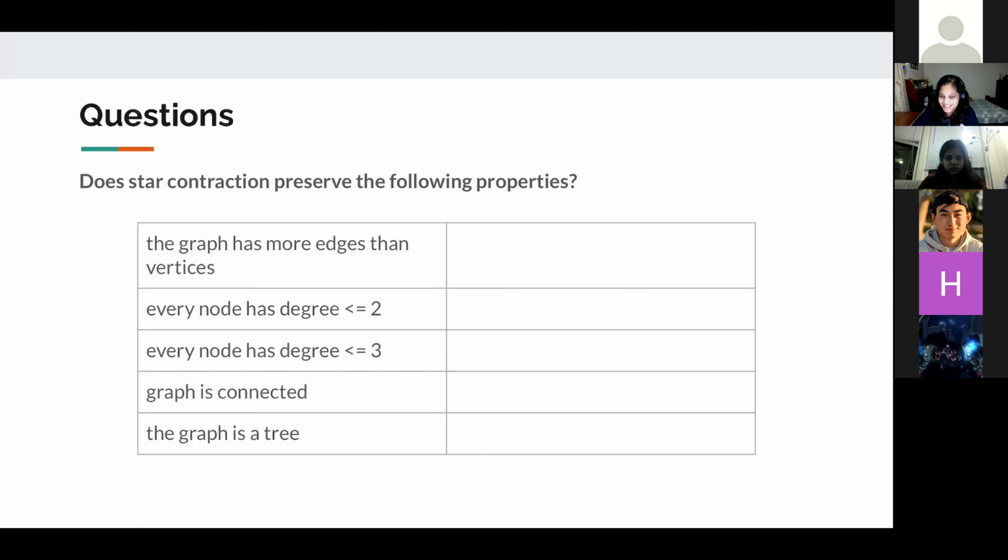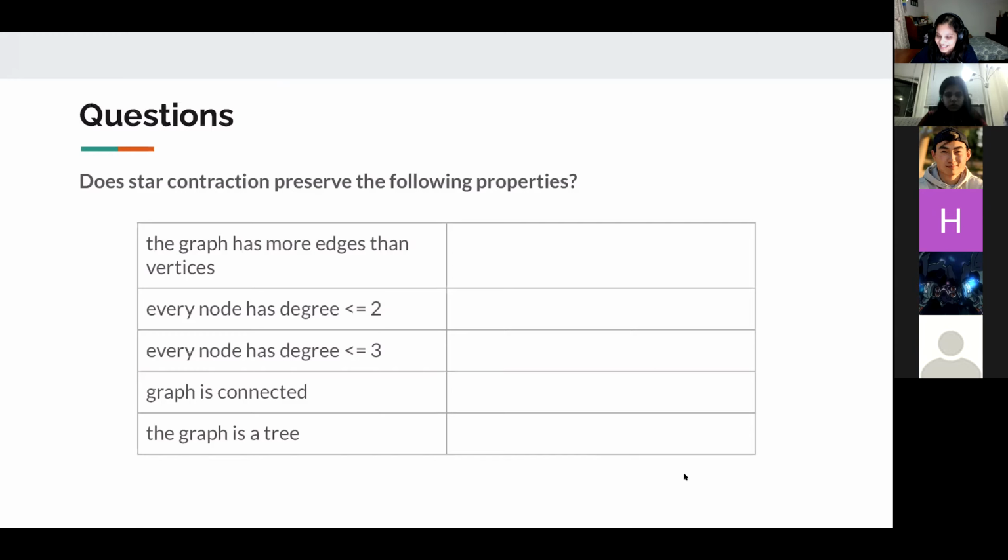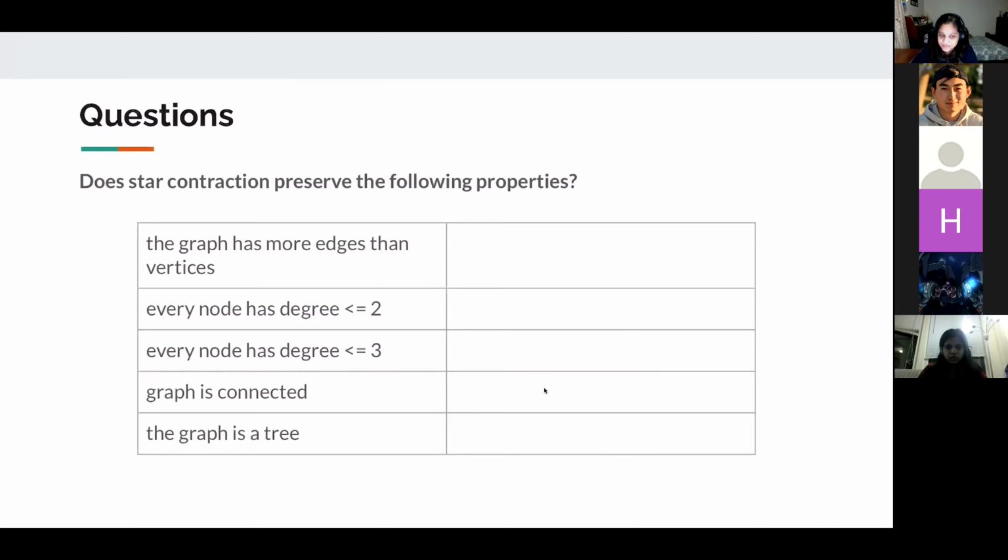Oh, yes, someone has their hand raised. For the first one, I would think no, because we could think of a star and a lot more dotted vertices with no edges. Say a 10-star and then 3 other vertices, and then we could contract the entire star into 1 vertex, so there are no more edges left, but there are still vertices left. Yeah, that is very true. That's a good example. So this would be a no.